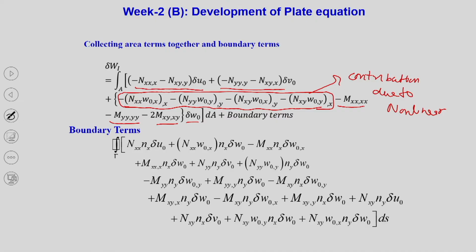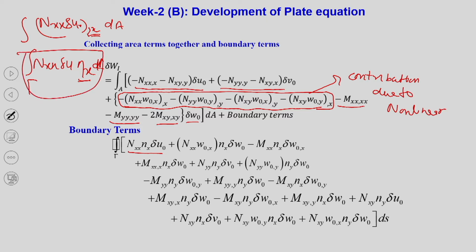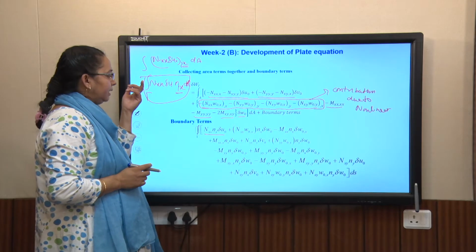So, I have used the Gauss theorem: if you have an equation like this, nxx del u naught, integrated over the area A, then using the Gauss theorem we can say that it will be a line integration, and the derivative becomes nx, the cosine vector of that, d gamma. So, it is the standard theorem of mathematics.